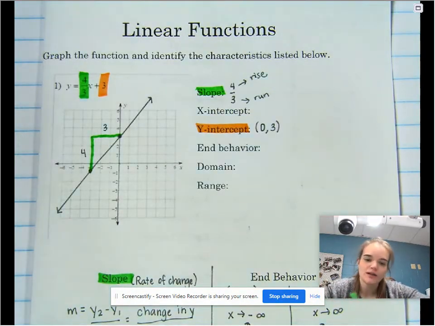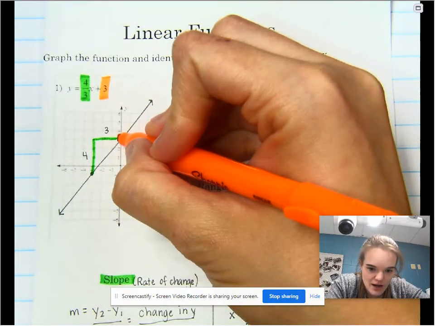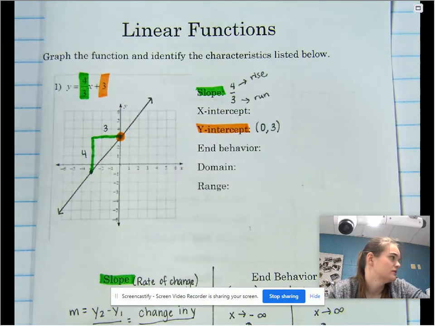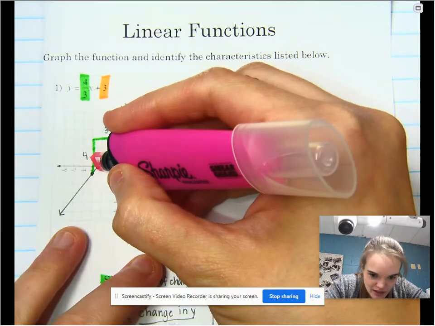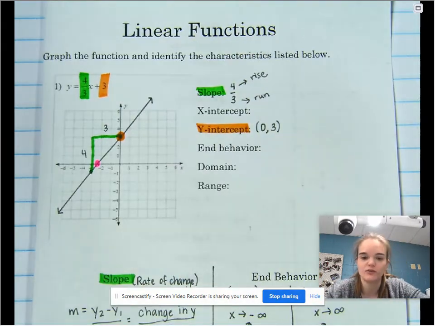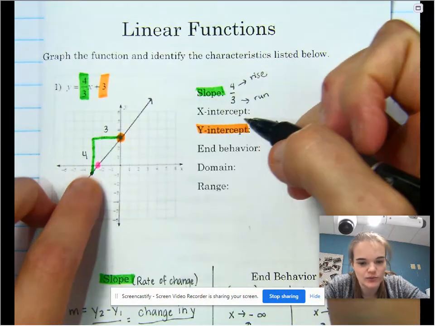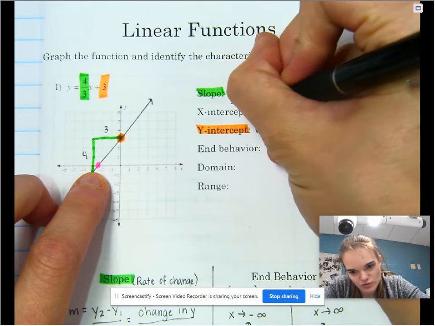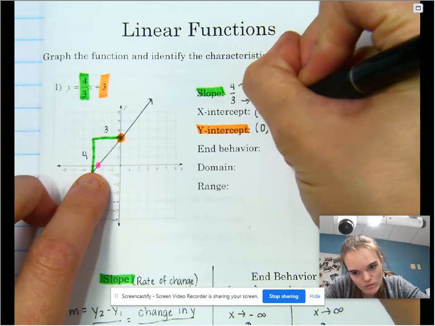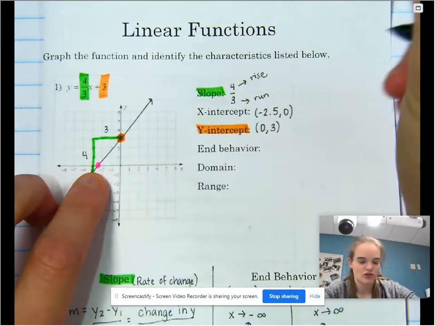Okay, the y-intercept is where it crosses the y-axis. That's right there. The x-intercept is where it crosses the x-axis. We're going to have to kind of estimate it. We will learn how to solve for it later, but right now we're estimating. So it looks like that's between -2 and -3, which would be -2.5.